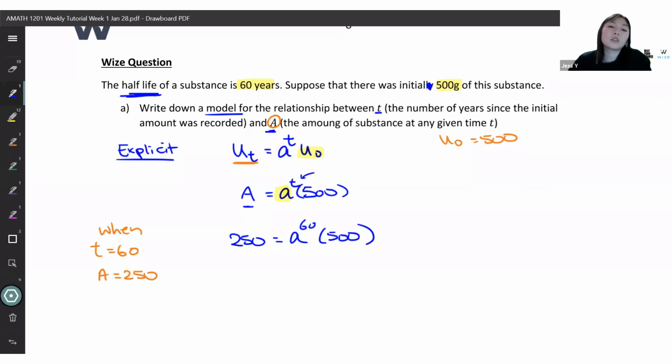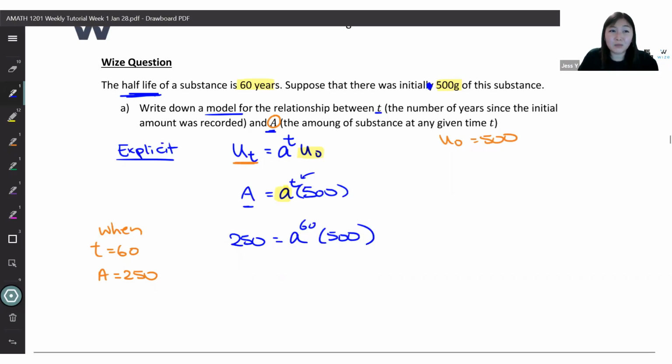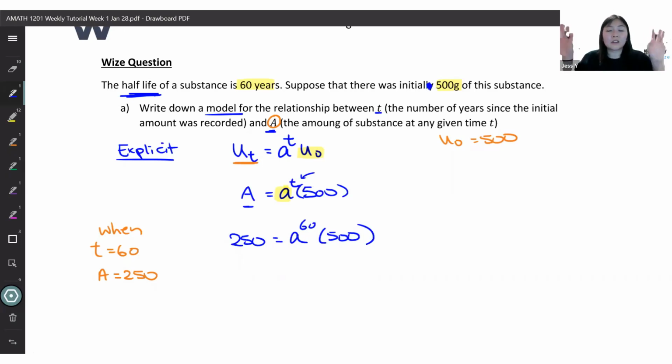And guess what? We want to solve for a, because if we can solve for this little a, then we can put it into our equation and we have a full equation, which is the model they want. So now let's solve for this a. Do the same thing as you did before. Get rid of the things that are furthest away first. So let's get rid of this 500. 250 divided by 500 is 1/2, which makes sense because it's a half-life. a to the power of 60.